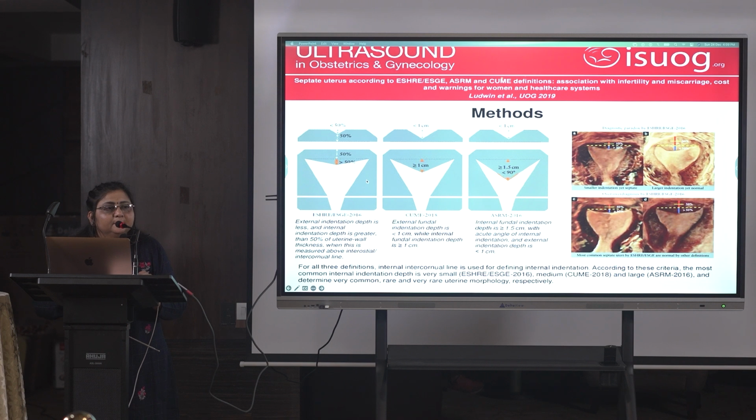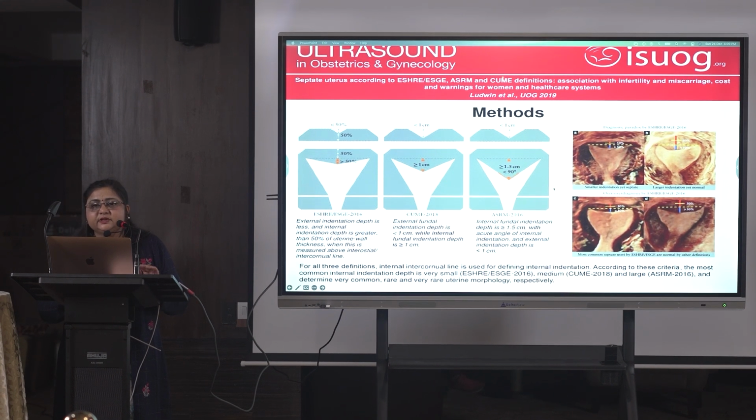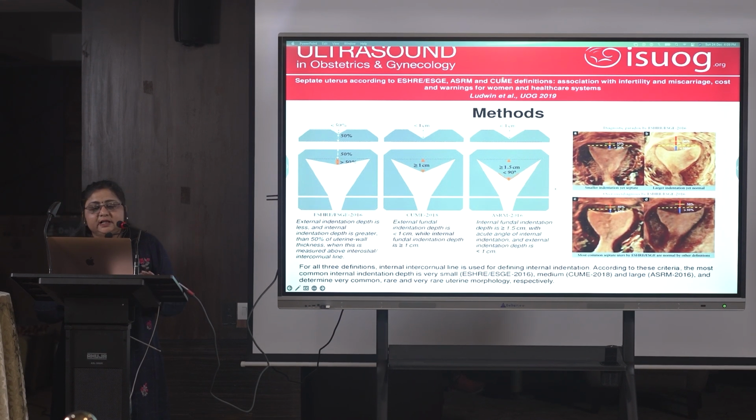Why? Can you tell me what was the disadvantage in this classification? Why did we have to take 1 centimeter instead of 1.5 centimeter? So you must go through this ESHRE paper, which was given by Ludwin et al. in 2019. So they have compared all the three classifications with their advantages as well as disadvantages.